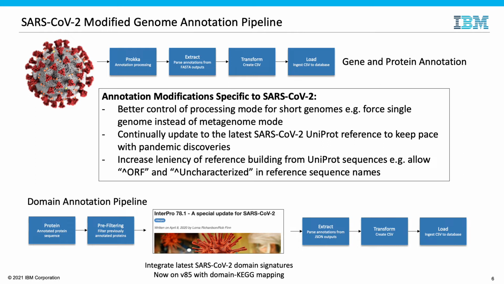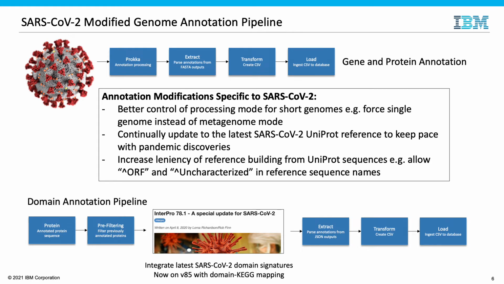So we had an initial implementation and then realized that we needed to do more to improve the accuracy and robustness of this method. Some of those changes include better control for processing of short genomes, where Prokka was previously working in metagenome mode because the size of SARS-CoV-2 is so much smaller than what it's expecting. So we force a single genome mode instead of metagenome mode.